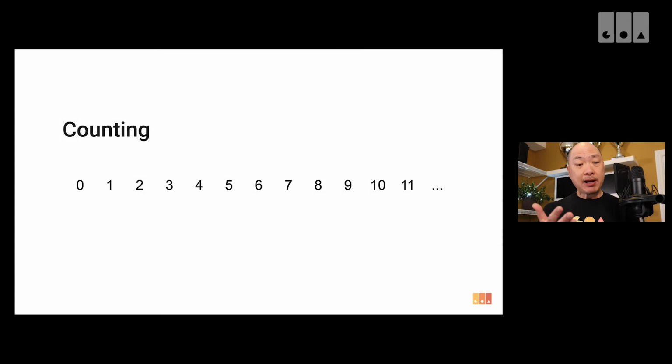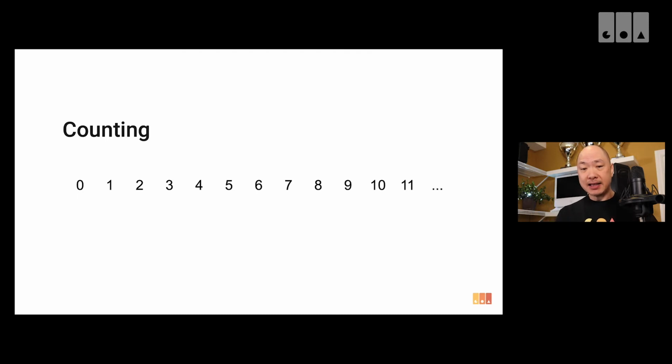Now, I know a lot of you have probably learned how to count even before grade 1, probably even before kindergarten. But today we're just going to look at how we count, and we're going to dive in deeper to understand a bit better what actually happens when we count. So here we have the numbers 0 to 11. We all know how to count.